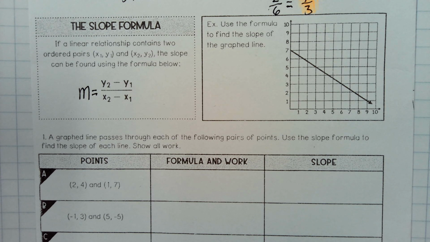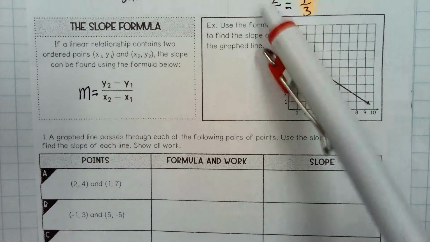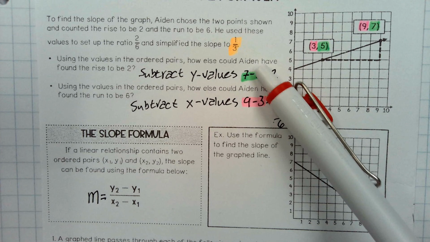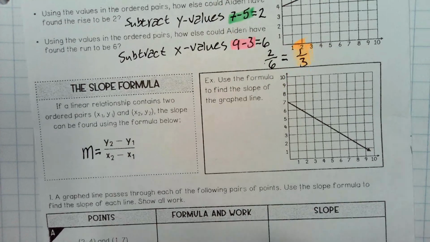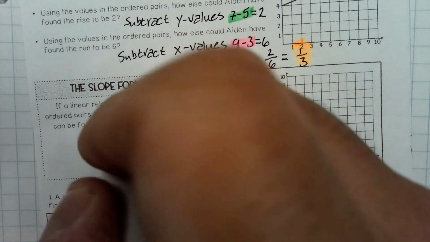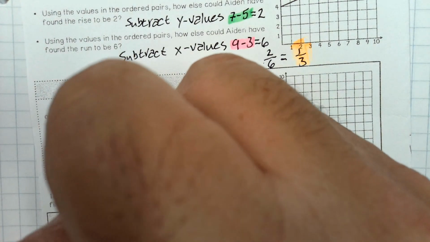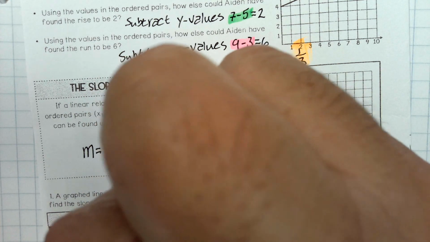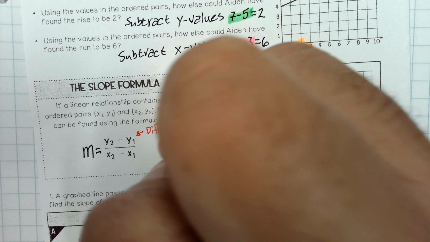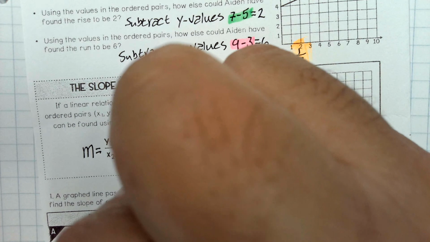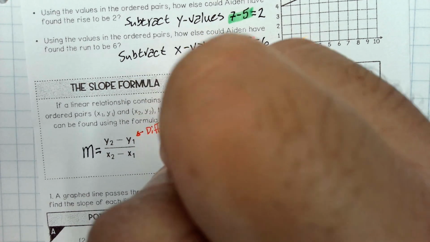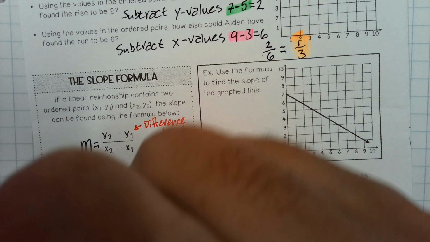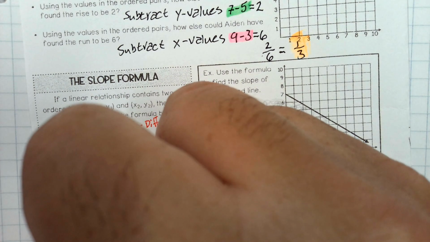And so what we're finding is basically what we did up here. Up here, we subtracted X's, we subtracted Y's. Over here, you're finding the difference in X, difference in Y. I'm going to write that down. Difference in Y, or in Y's, I should say. That's what you're doing in the numerator. Down here, you're finding the difference in X's.